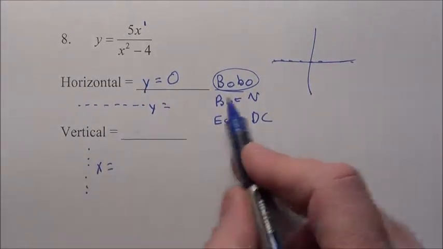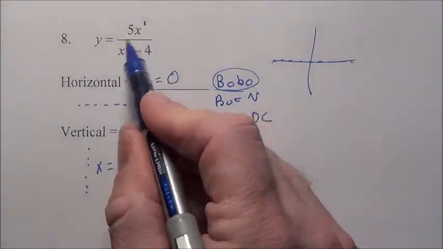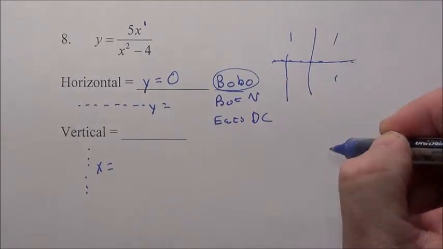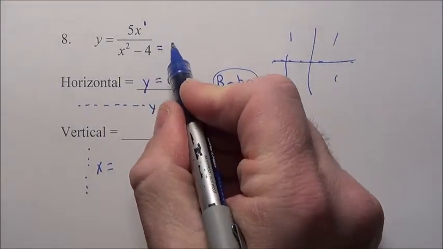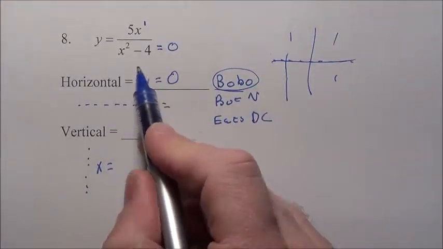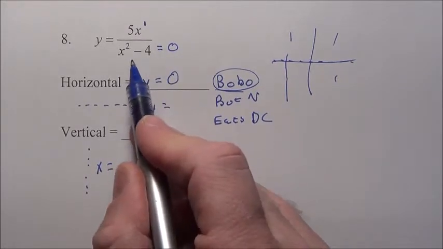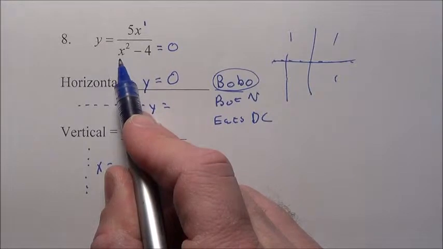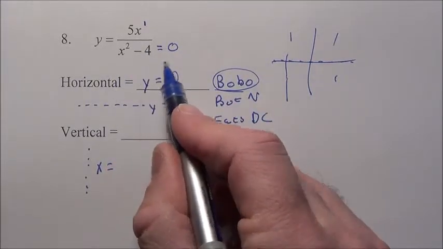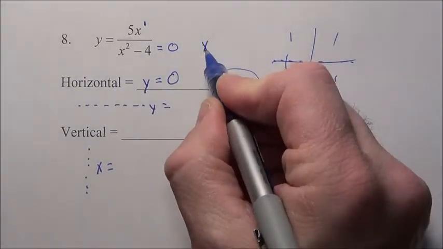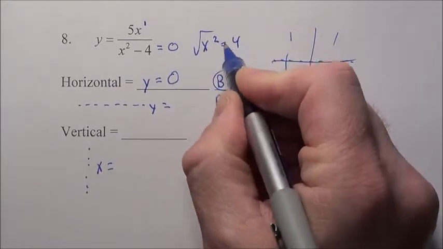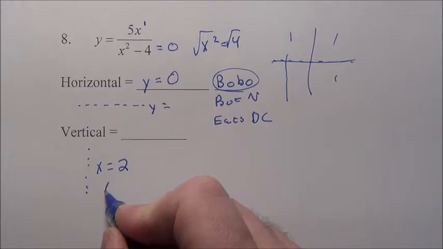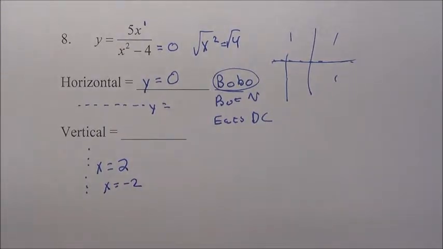Now what about vertical? Vertical doesn't use any of this. Vertical just simply looks at the bottom, figuring out what x can't be, and then we have to draw lines at those spots. In this case, if we take that and set it equal to 0 and figure out what's going to make it be 0, you're going to notice very quickly that x can't be 2 nor negative 2. Because you add 4 to both sides, x squared equals 4, you take the square root. Don't forget the positive and negative. So we're going to have one at x being 2 and another one also at x being negative 2.